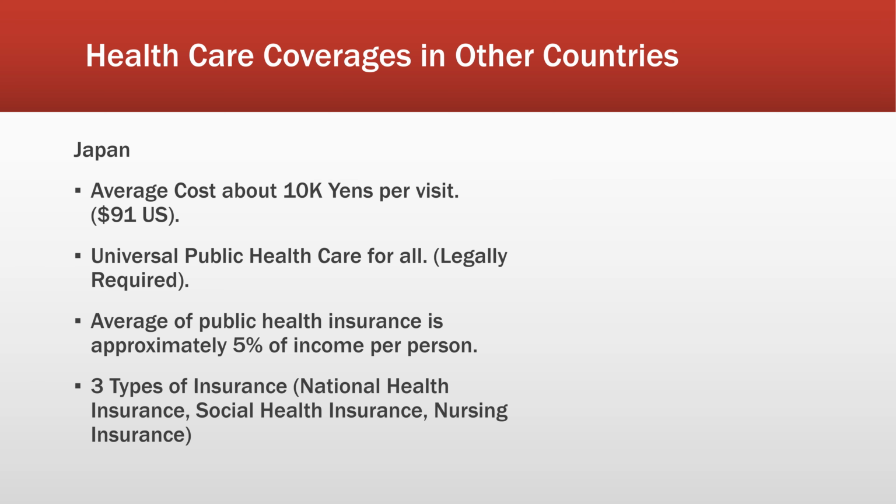And these insurances are national health insurance, social health insurance, and nursing insurance. You see, national health insurance is more like our standard Medicaid, Medicare type of insurance, and the social health insurances are what we routinely use as insurance, like our insurance companies, and nursing insurances are more for disabled individuals in Japan or those requiring nursing care facilities or home health care.